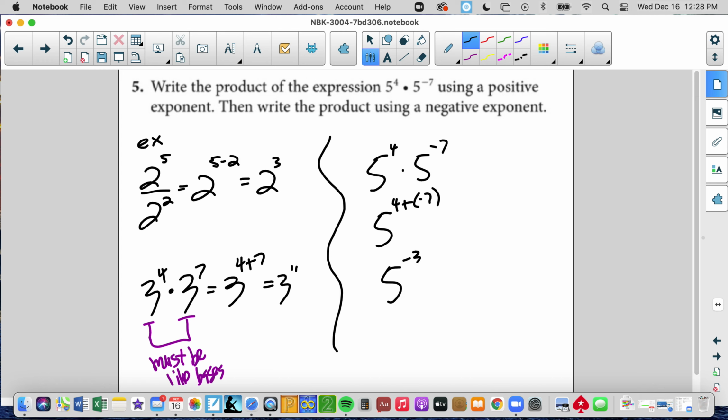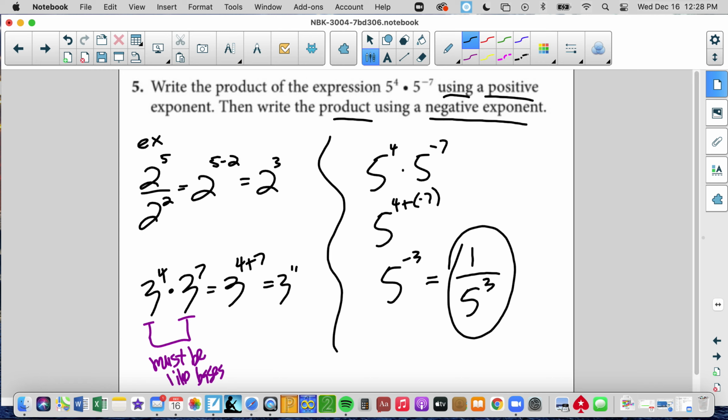Now, this is where it's tricky, using a positive exponent. So I have to change the sign of that exponent. If I'm going to change the sign, I have to change the location. So it's currently in the numerator. In order to change the sign of the exponent, I have to push it down to the denominator. So that would be the answer using a positive exponent, and then write the product using a negative exponent. So this would be the other answer. The negative exponent would be 5 to the negative 3rd. The positive exponent would be 1 over 5 to the 3rd.